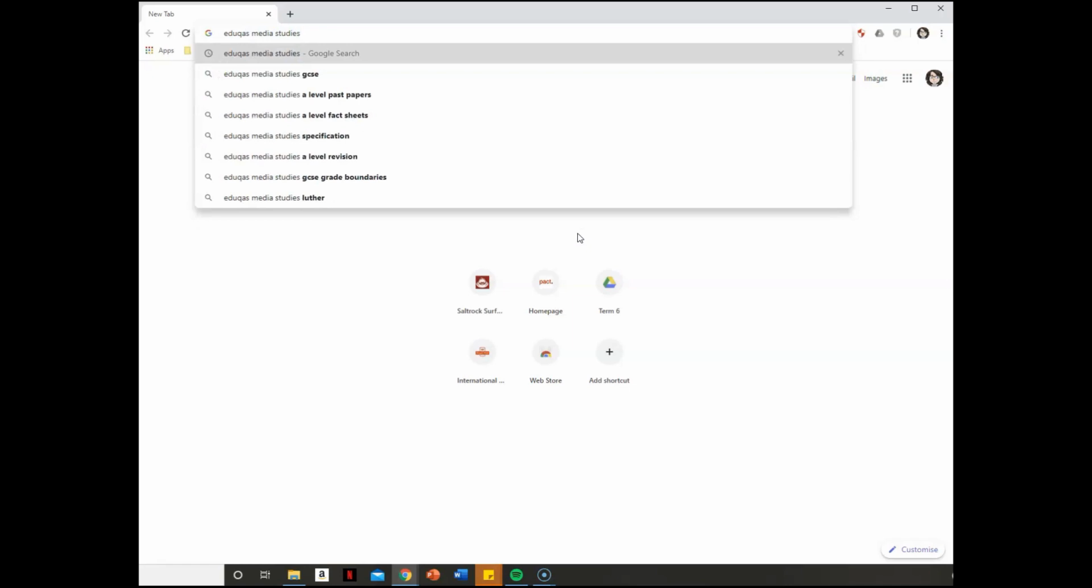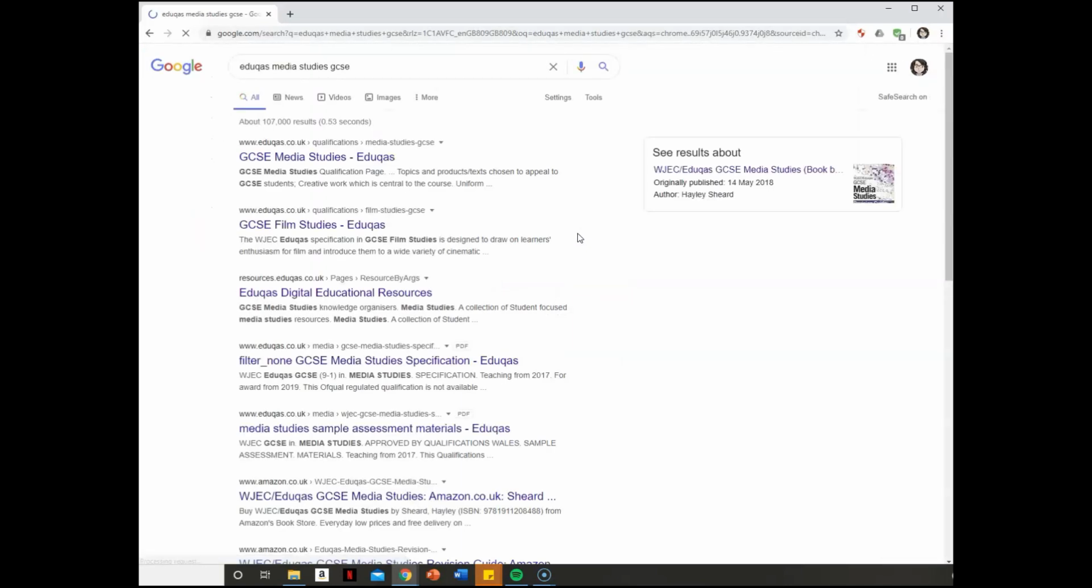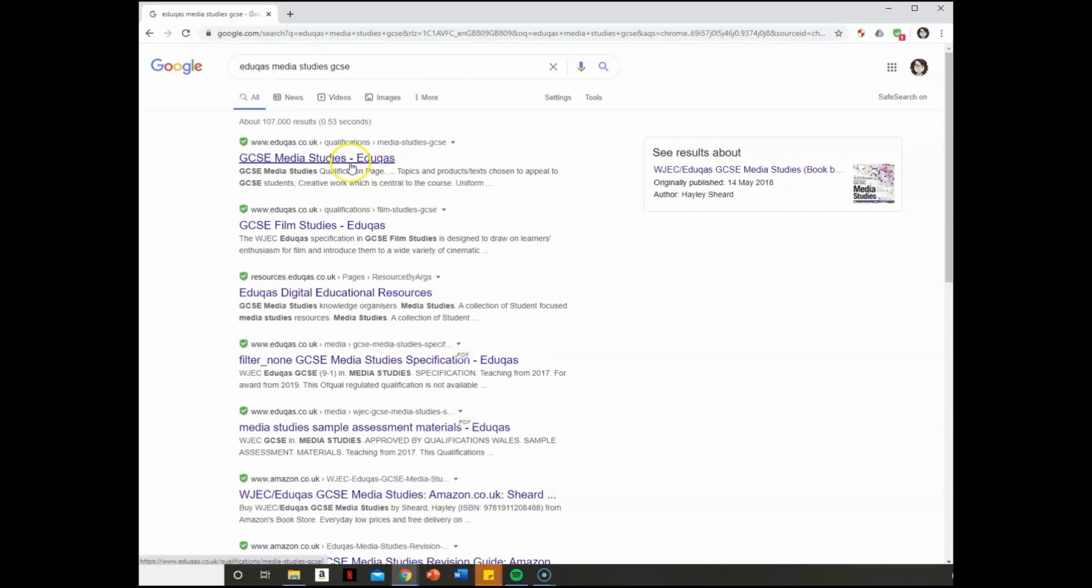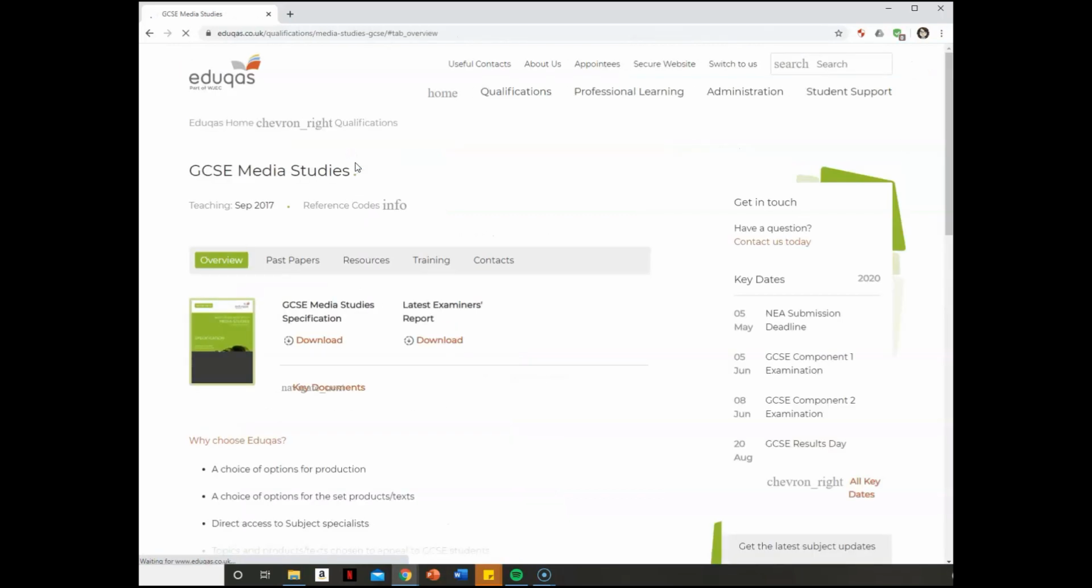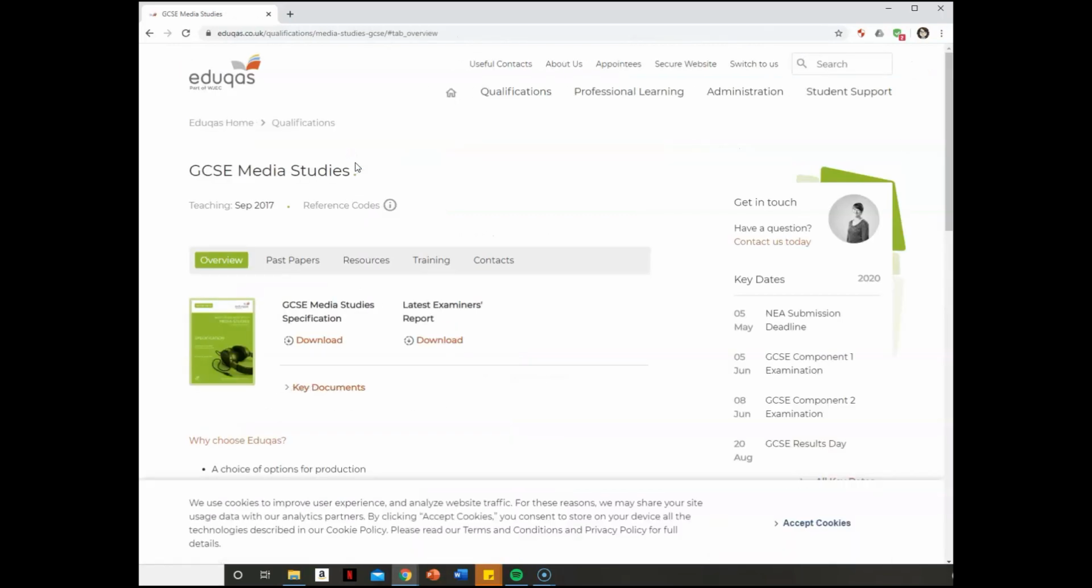Media Studies. There's the A-level and GCSE, so it's always worthwhile putting GCSE at the end of it. And the first link that comes up is the one that you need to head to. So we'll click on that and it'll take you to a page that looks like this.